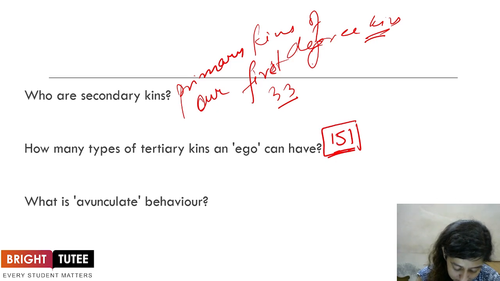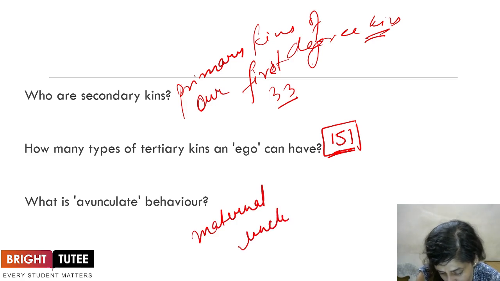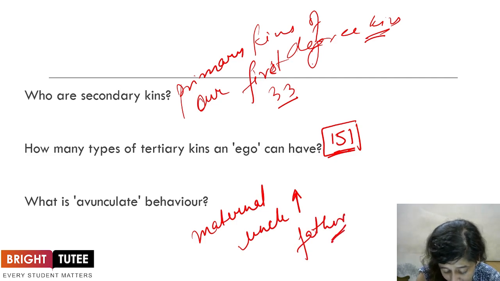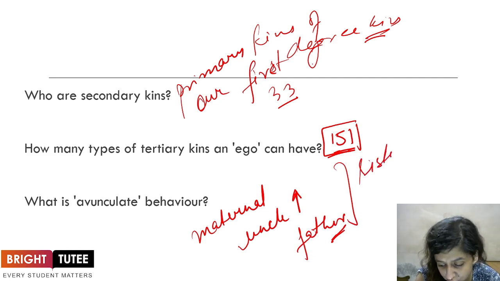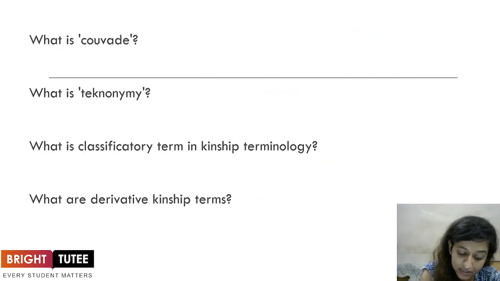What does avunculate mean? It means a kind of behavior which gives the maternal uncle importance and an important status over the father in the life of the sister's children, and the property is transferred to them. Moving on to the next question: what is couvade?